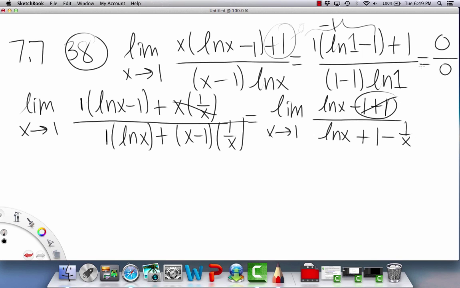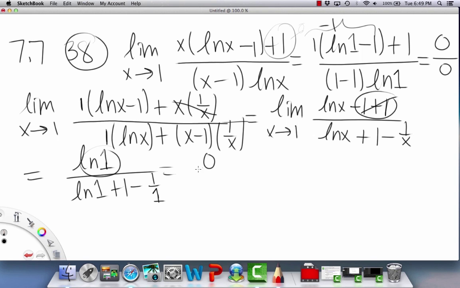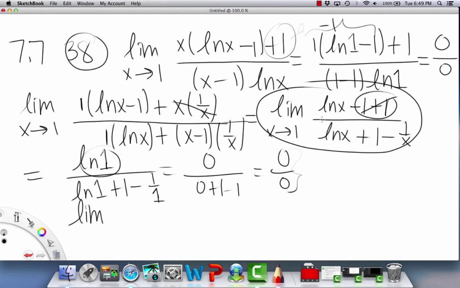Okay. Alright. So now we can plug in our 1 and see what happens. So we have ln 1 on top over ln 1 plus 1 minus 1 over 1. Okay. So ln 1 is 0 over 0 plus 1 minus 1, which equals 0 over 0. Alright, so we're going to do L'Hopital's once again, because this is still an indeterminate form, right? So going from this step here, we're going to take the derivative of top and bottom.